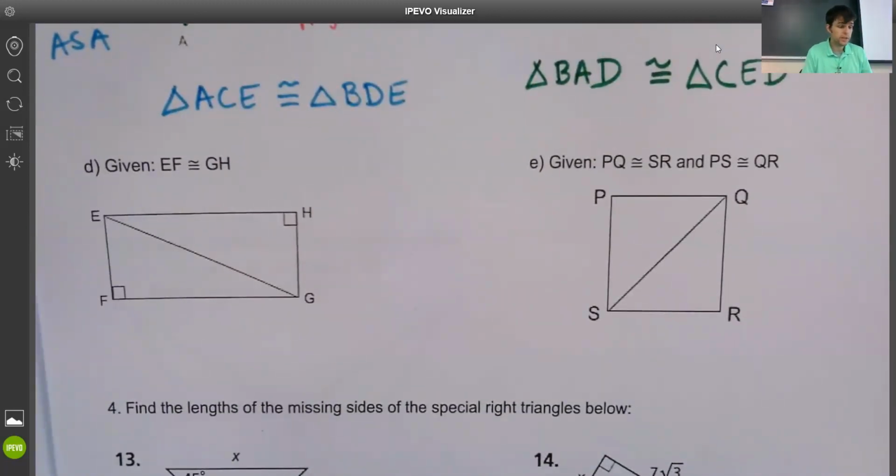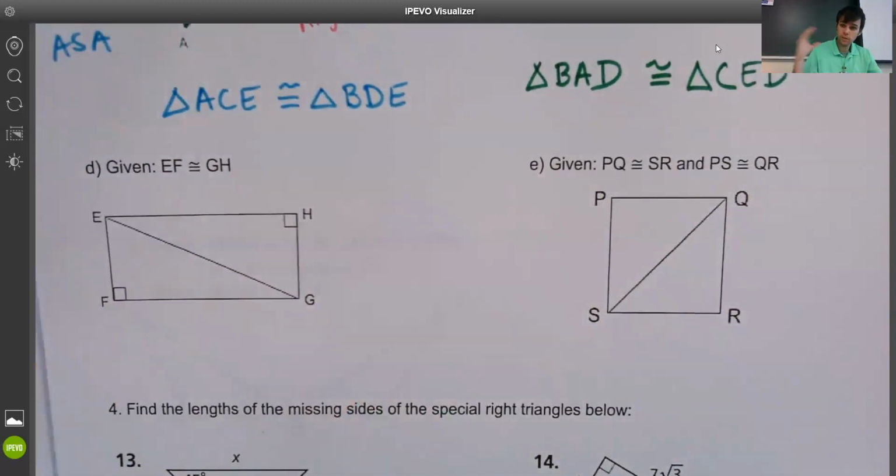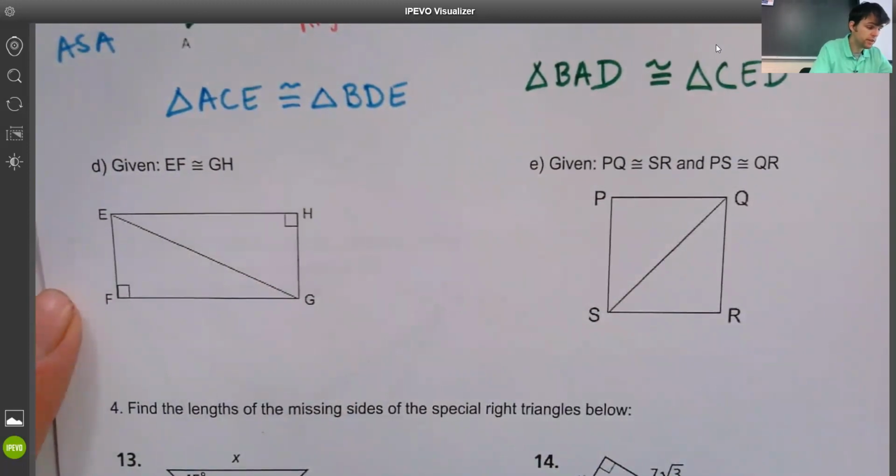And these will be the last two here. Again, at any point, feel free to pause. So here we have two right triangles. So let's keep in mind hypotenuse leg could be in play. Anytime we have right triangles, we could use that. Only when we have right triangles.